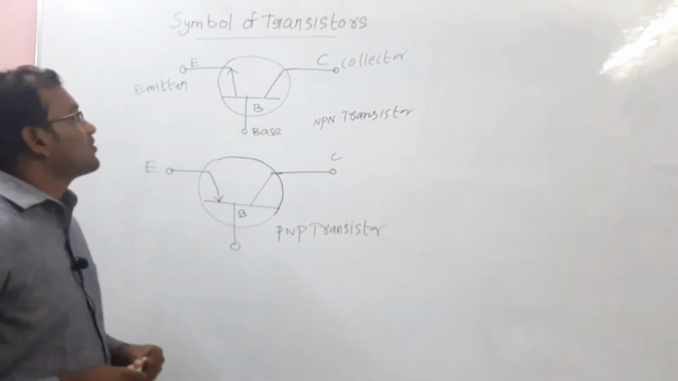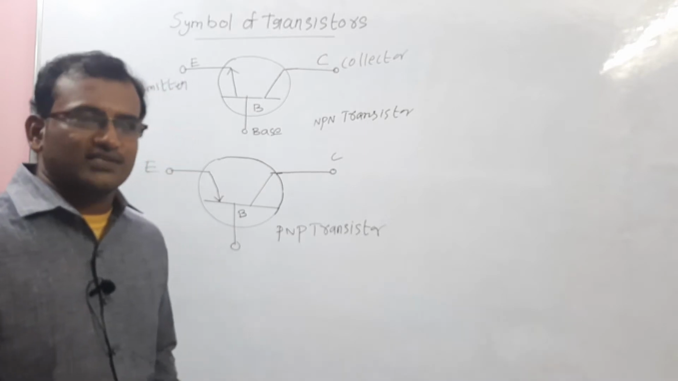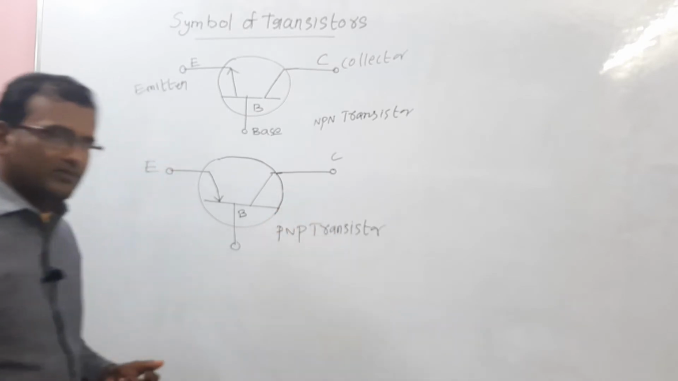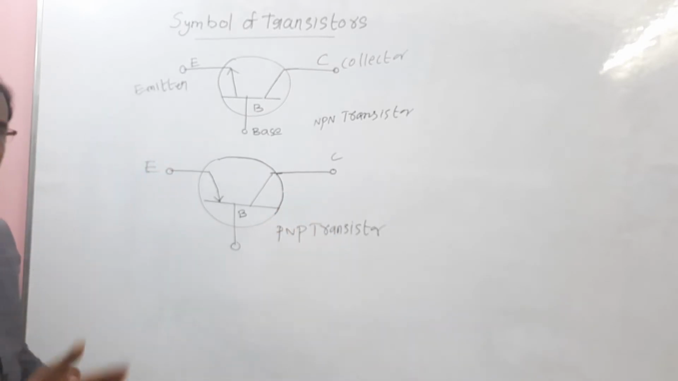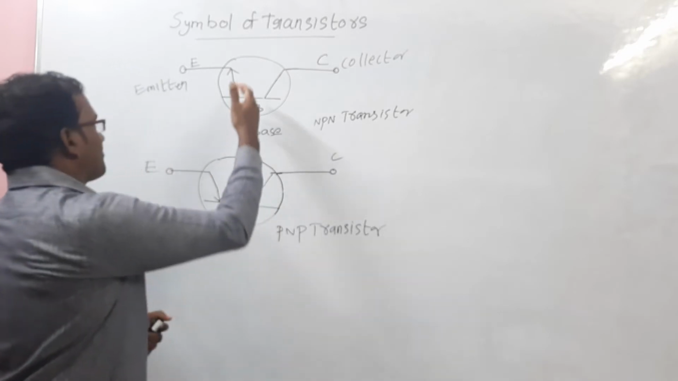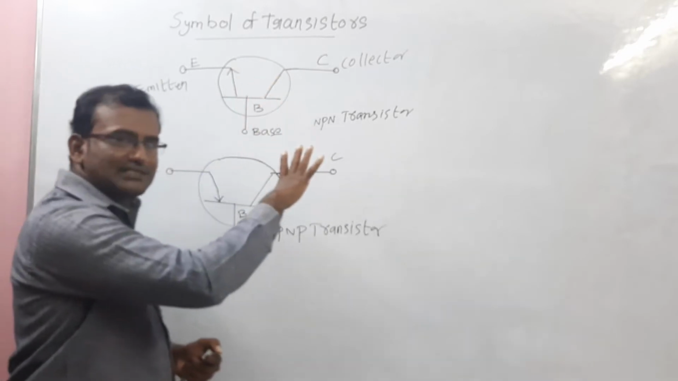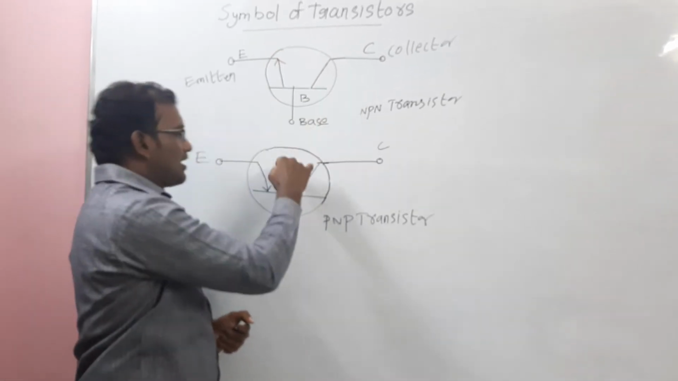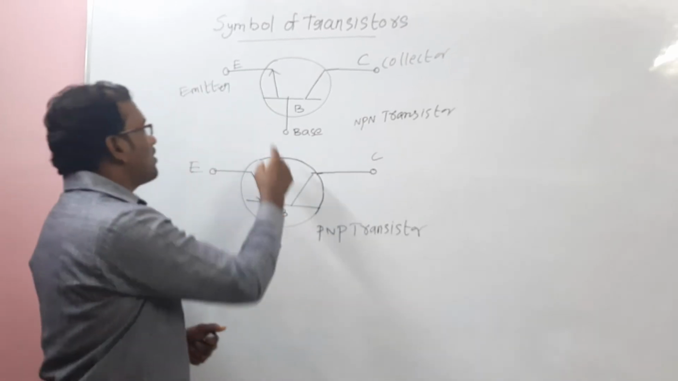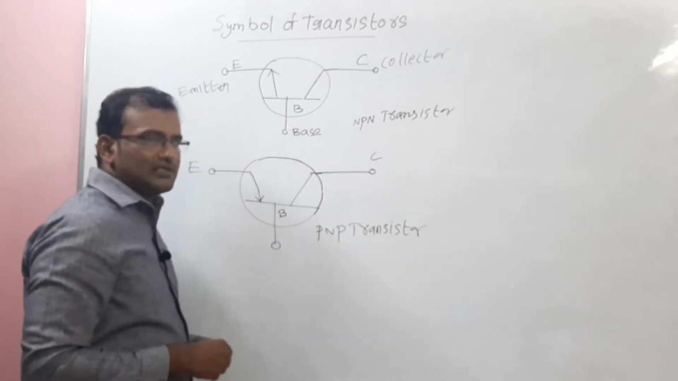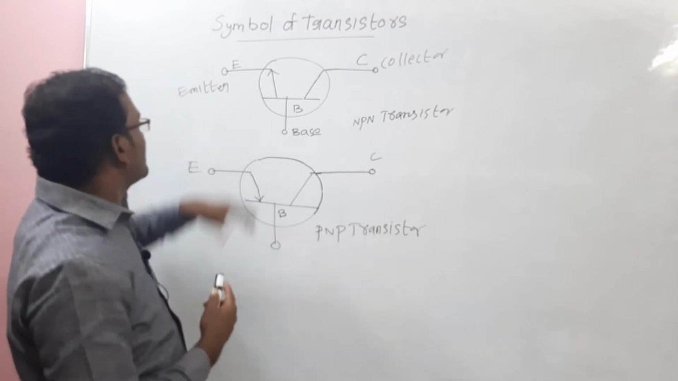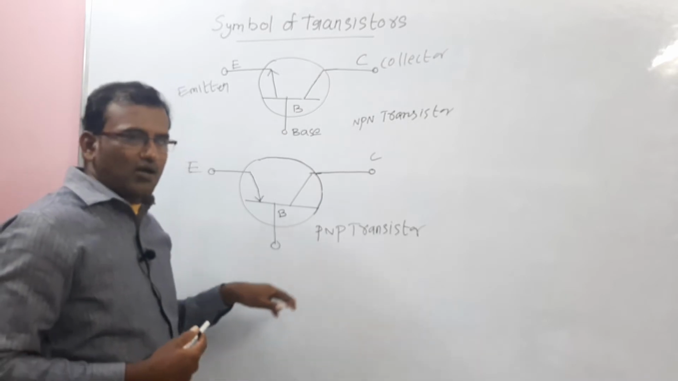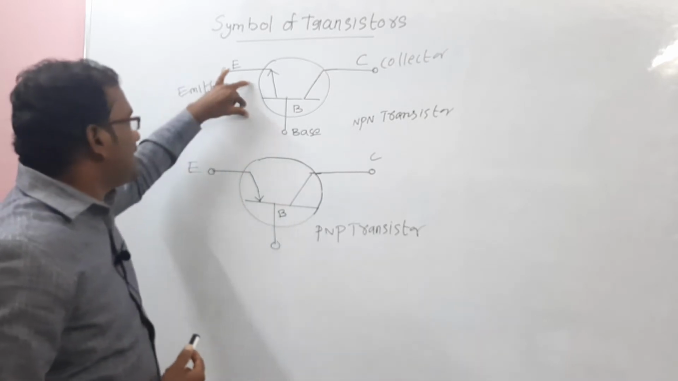So, the symbol of transistors. There are two types of transistors: one is the NPN transistor and the next is the PNP transistor. What's the difference between them? Both symbols look similar, but the difference is the arrow indication, an outside arrow and an inside arrow. That arrow is identified at the emitter side. In both cases, NPN and PNP, the arrow mark is placed at the emitter side only.